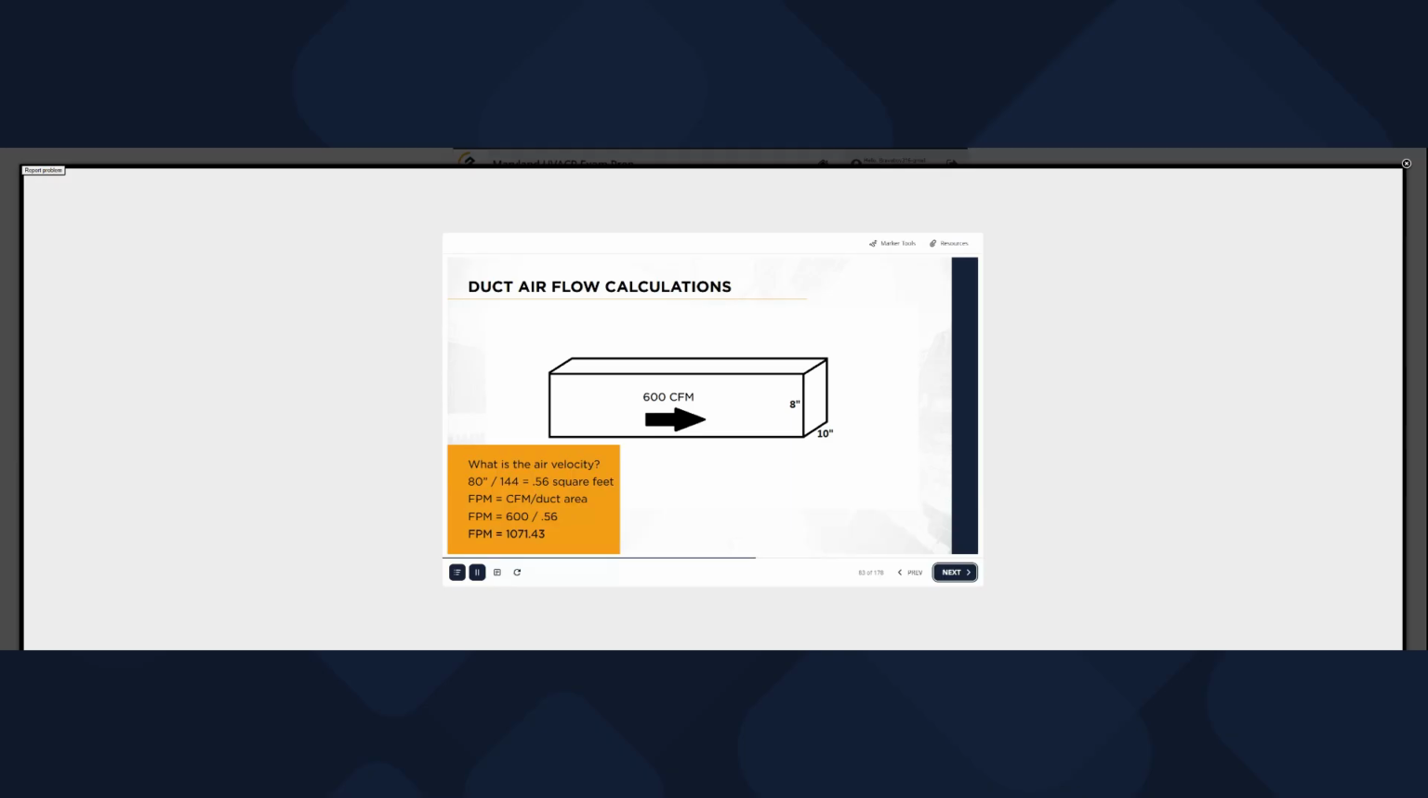Air velocity, FPM, equals CFM divided by duct area in square feet. FPM equals 600 divided by 0.56. FPM equals 1071.43 FPM.